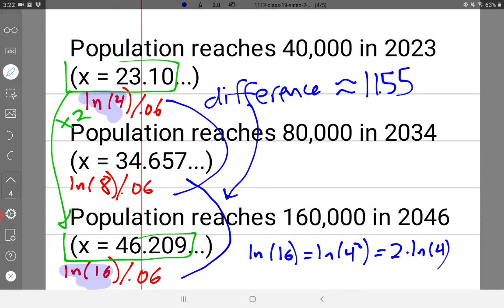So what I'm trying to demonstrate with this example, this set of questions, is that there's something interesting about exponential growth where the output being multiplied by a specific number comes from the input increasing additively by a specific number. So every time I double the output population, when I go from 40 to 80 times 2, and then I go to 160 times 2, each of those times I'm multiplying the output by 2. The corresponding input is increasing by adding a specific number, and that's what that difference of 11.55 is.